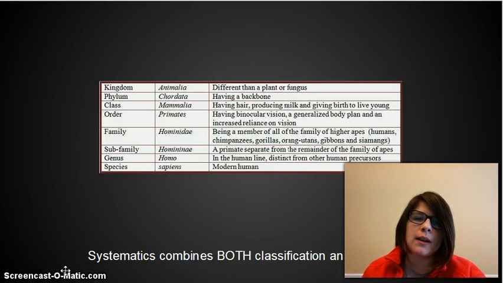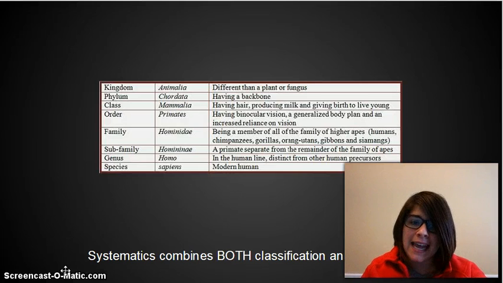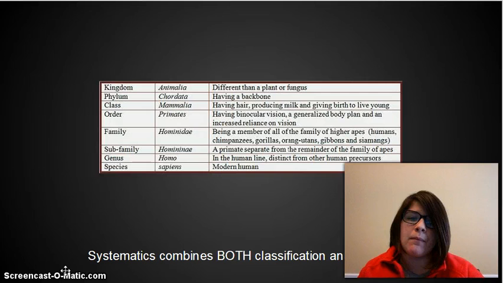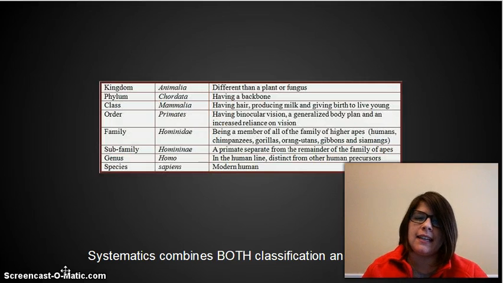We're in the order Primates, which means we have binocular vision. We use 2 eyes, and it produces 1 picture in our brains. And the family Hominidae, being the family of higher apes. So this is the same as humans, chimpanzees, gorillas, orangutans, gibbons, and some other monkeys are in this as well. And we are just a family of higher apes. Now, if we go down even further, Homininae, not Hominidae, Hominidae is a primate separate from the remainder of the family of apes. So we fall into this Homininae.